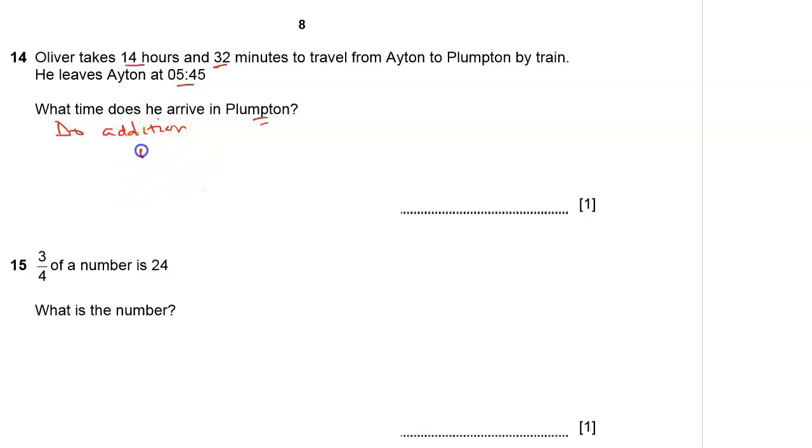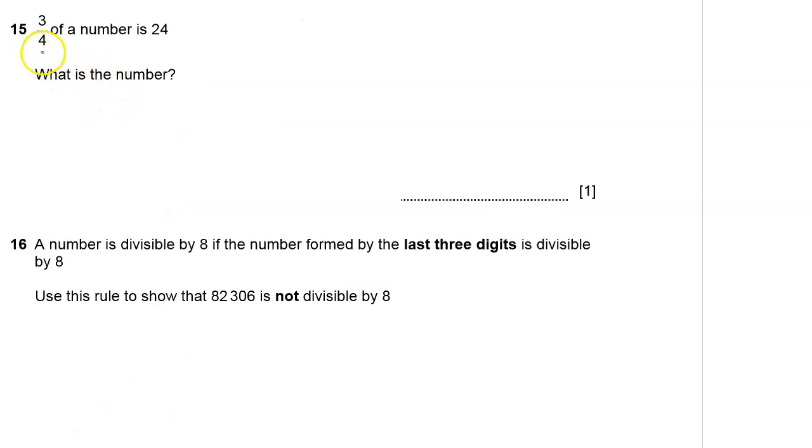You take the 14 hours 32 minutes that it takes, and you add it to the time he left, which is 05:45, and you get 7:01, 37. So 60 goes to the other side, and therefore you get 4 plus 5 plus 1 gives us 10, and therefore this will be 20. So he arrives at Plumpton at 20:17.